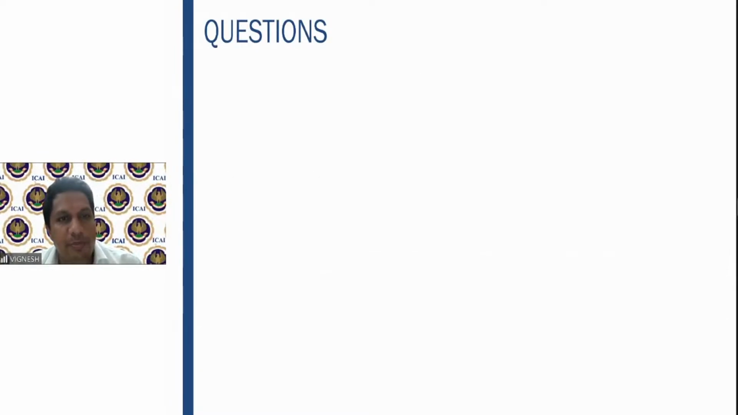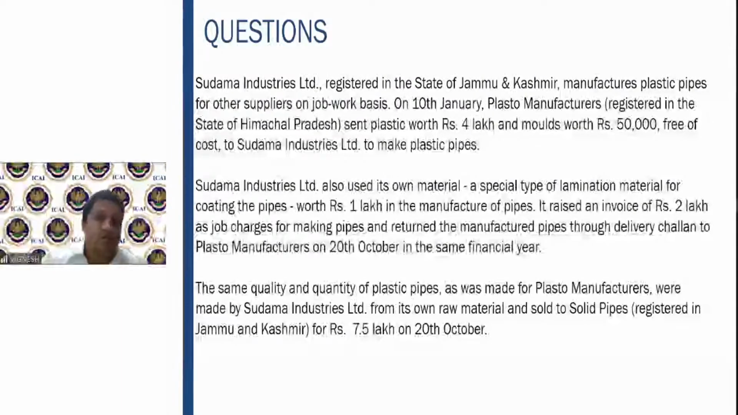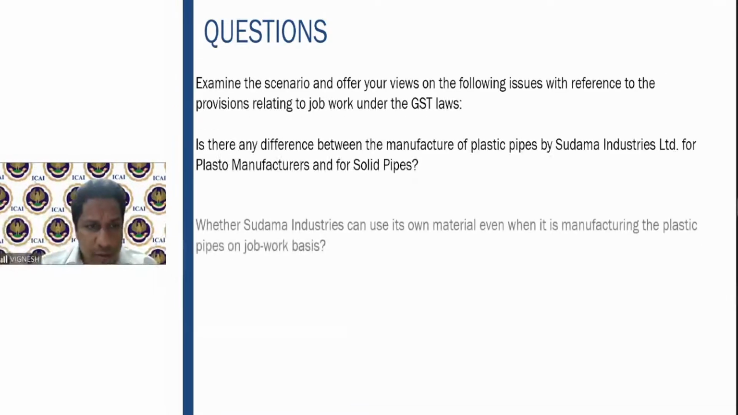Second case, for solid pipes, job work is a supply of service. But in the second case, he is making the pipes for solid pipes and selling. So that is supply of goods. So therefore, these both are different. So for Plasto manufacturers, it is a job work. And in case of solid supply, it is a supply of goods.